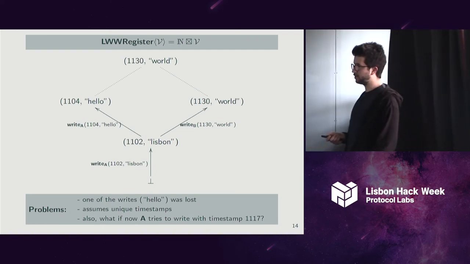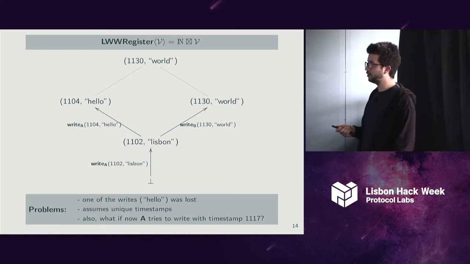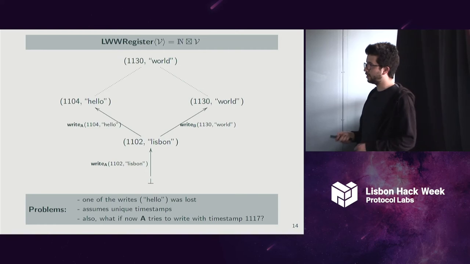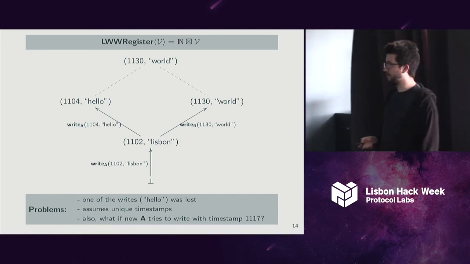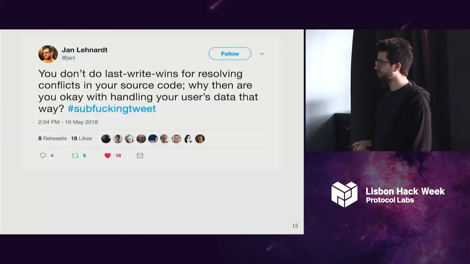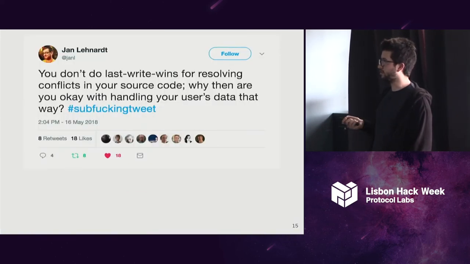And this assumes single unique timestamps because if hello and world were written with the same timestamp, what should we do here? And also the problem is that since the clocks may not be synchronized, A could now try to write something in the register with, let's say, 11:17, but it can't because world was written in the future, if you want. And I'll just let you read this.